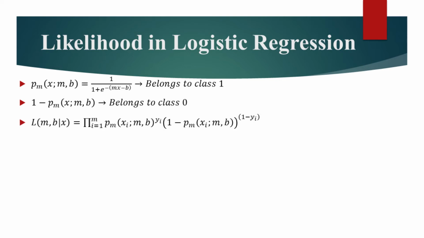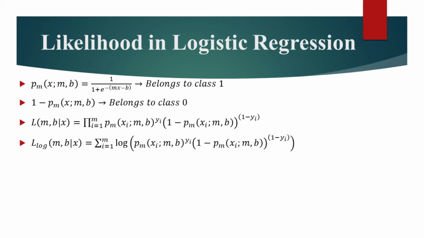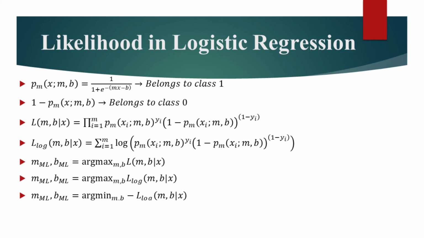So the likelihood function would look as follows. When the target class is 1, we evaluate the model's prediction, and when the target class is 0, we evaluate 1 minus the prediction. Similarly, the log likelihood function would look as follows. Using this formulation of the likelihood, we can find the optimal M and B using maximum likelihood estimation, maximum log likelihood estimation, or the minimum negative log likelihood estimation.